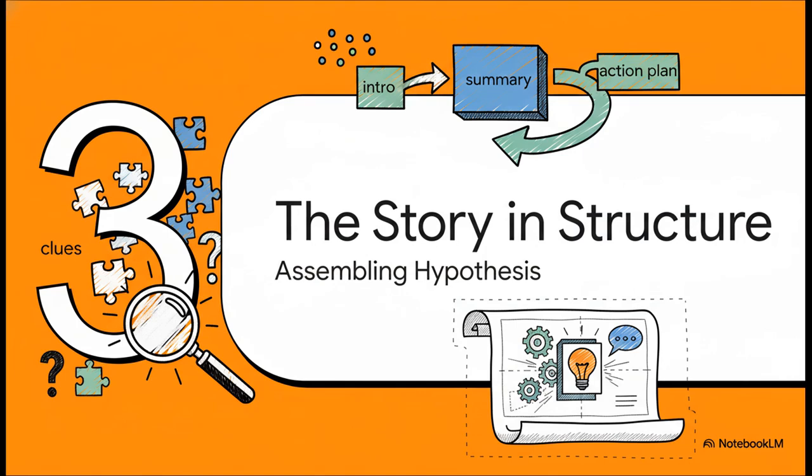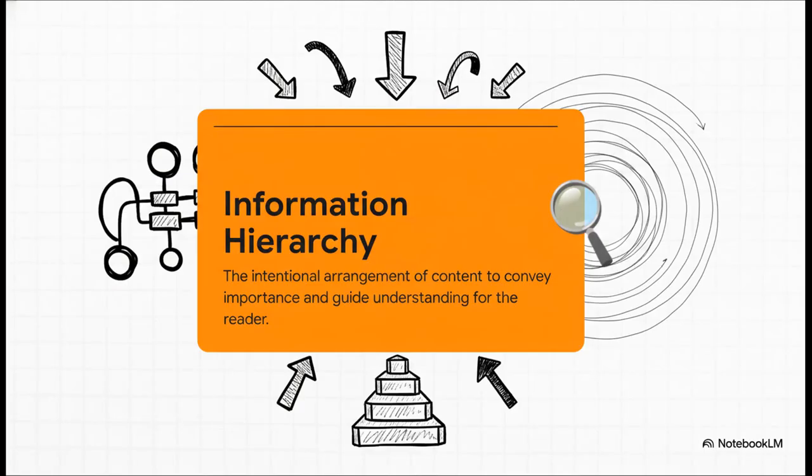Okay, we've gathered all our clues. We have the introductory context, we have the 4-point core summary, and we have the 10-point action plan. Now it's time to assemble our hypothesis. Let's finally reveal the story that's been hiding in the structure all along. But before we totally solve the case, let's put a name to what we've been doing. There's actually a term for this whole process. It's called analyzing the document's information hierarchy. And it is absolutely not just random formatting. It's the deliberate science of guiding a reader's attention and signaling what's important, all without using a single word.